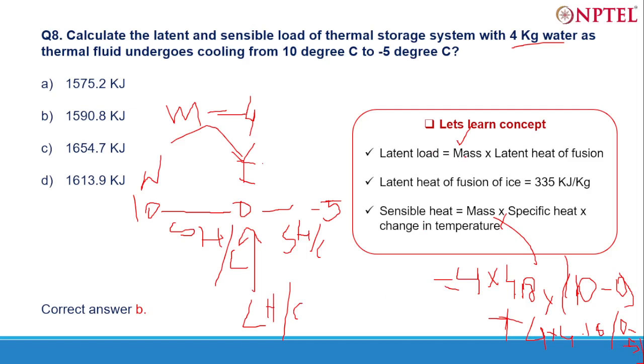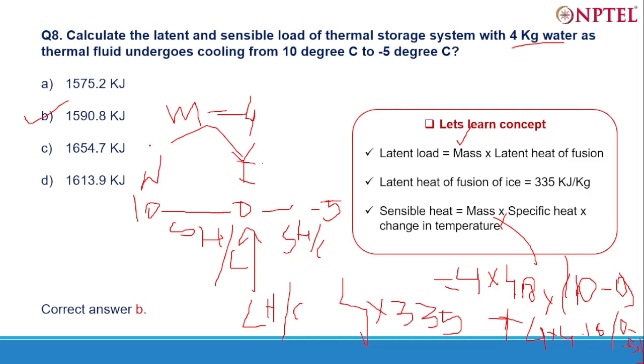And for latent load, we know the mass, 4 kg, here at 0 degrees C, and we know the latent heat of fusion of ice, 335. Okay, what you have to do is just calculate this value and add. If you calculate this value and add, the correct answer is 1590.8 kilojoule.